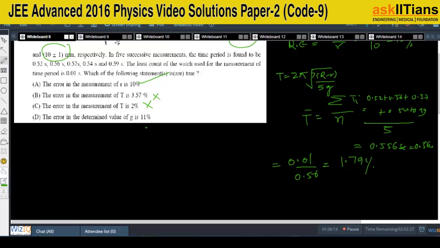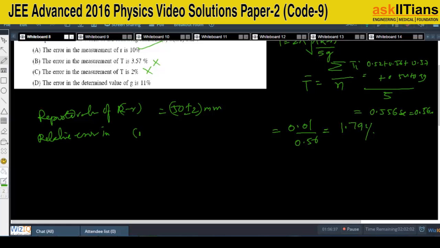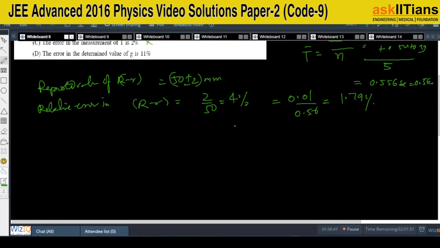Now the error in the measurement of g. In this part we will use the basic method. Now we know that the reported value of capital R minus small r is equal to 50 plus minus 2 millimeter. Similarly, the relative error in capital R minus small r should be equal to 2 by 50, which is equal to 1 upon 4, taken to be 4% from this relation. Now this is also an incorrect one.